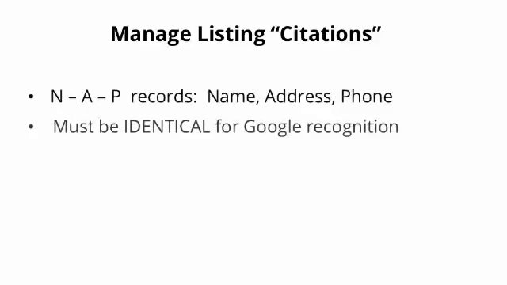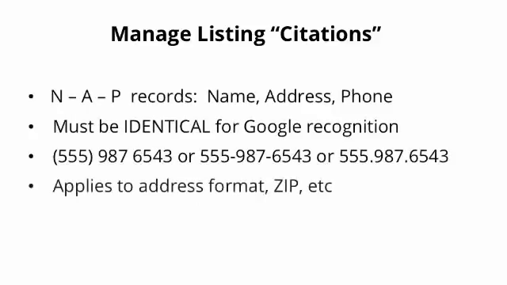Why is this important? Actually, it's vitally important to your Google rankings, because the Google algorithm checks across the web for what's called a citation, the NAP records. That's name, address, and phone number. These need to be the same in every listing if they're to have SEO weight with Google. That means exactly the same. For Google, these phone numbers are all different. And this applies to every part of the NAP record. Is it Mexican Cafe or The Mexican Cafe, for example?